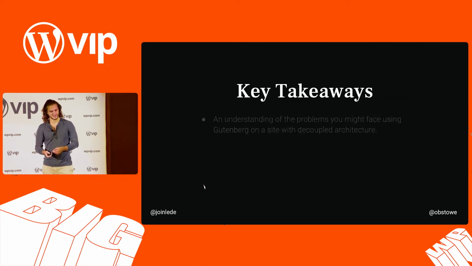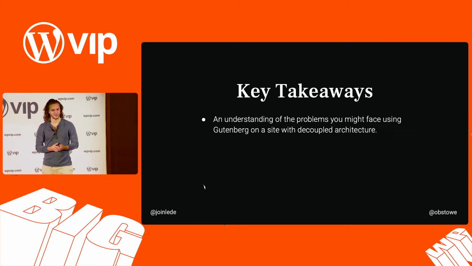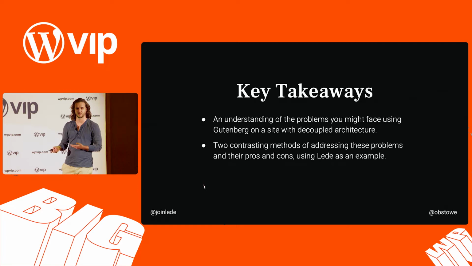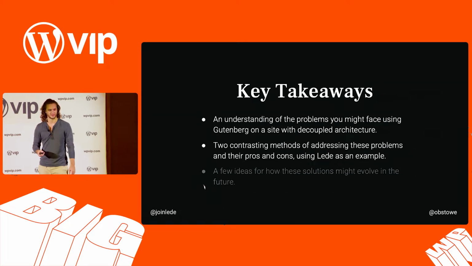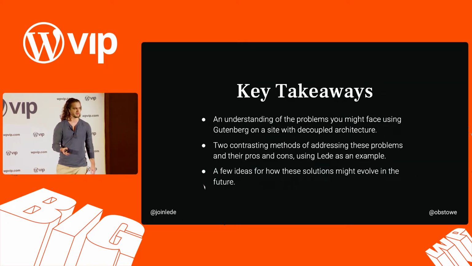Some key takeaways you can expect today are an understanding of the problems you might face using Gutenberg on a site with decoupled architecture, two contrasting methods of addressing these problems, and their pros and cons using the Lede platform as an example, and a few ideas for how these solutions might evolve in the future.